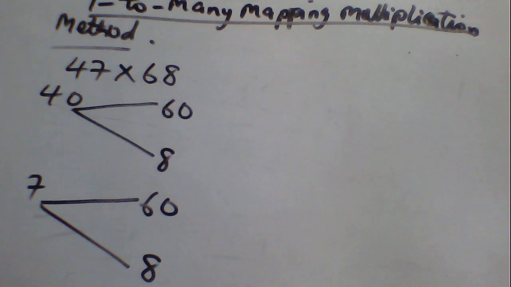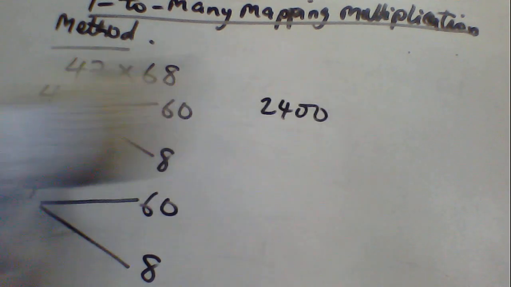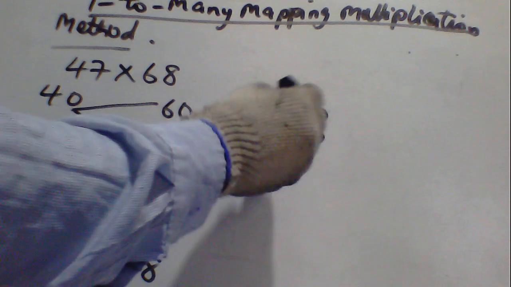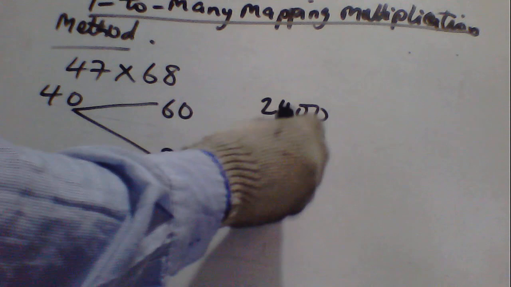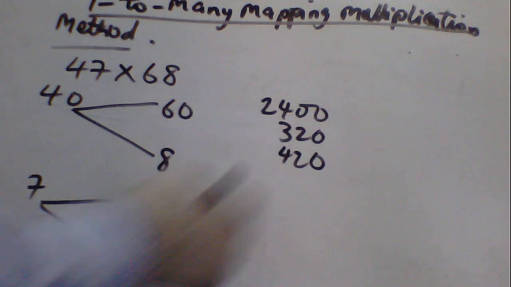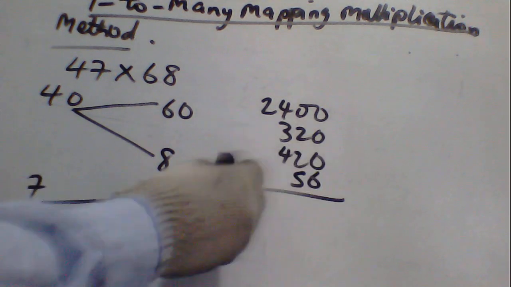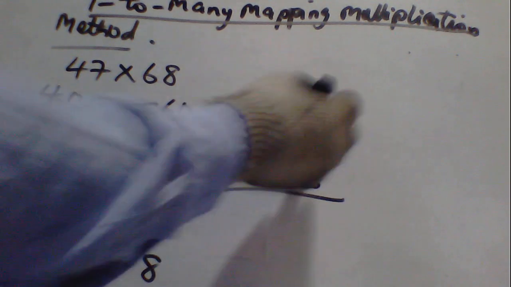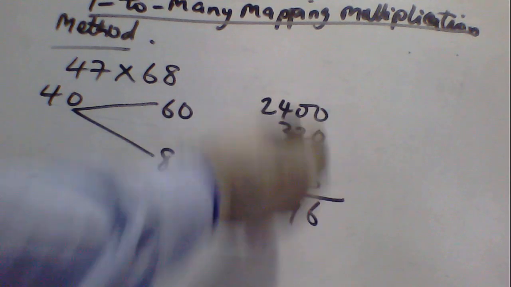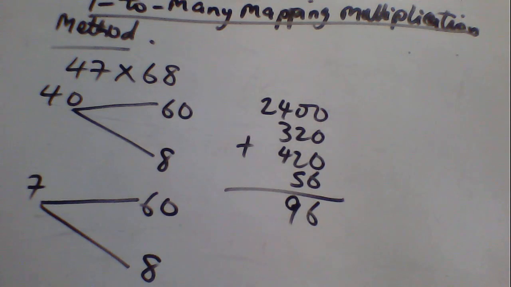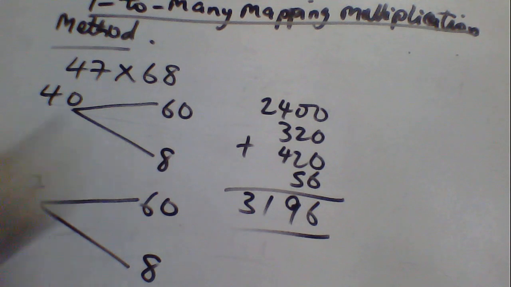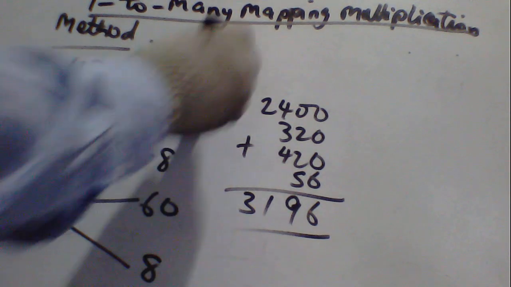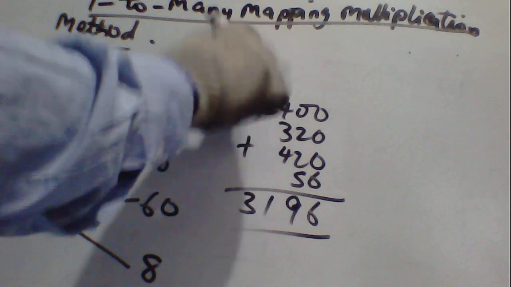This is very easy. So 40 times 60 will give us 2,400. 40 times 8 will give us what? 320. 7 times 60 will give us what? 420. 7 times 8 will give us what? 56. To add, that gives us 6. 9. 8 plus 3 will give us 11. Carry 1, and that is it. So the result of 47 multiplying 68 is 3,196.